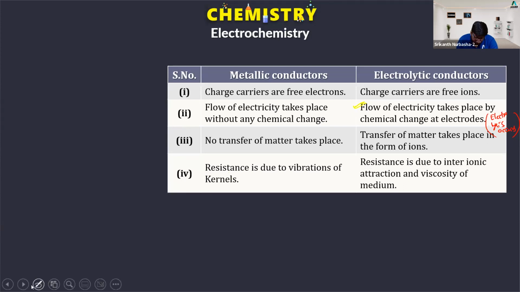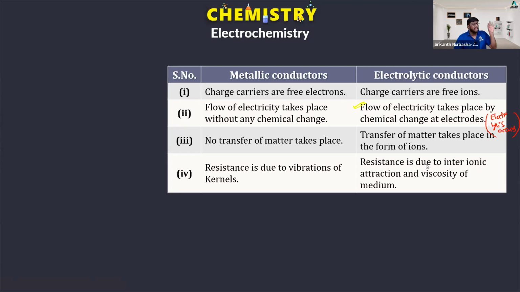Resistance is due to vibrations of kernels. In an iron rod, we have specific metal kernels at different lattice sites. They vibrate about their mean positions. Because of those vibrations, the flow of electrons is going to be disturbed. So resistance is due to vibrations of kernels in metallic conductors, and resistance is due to interionic attraction and viscosity of the medium in electrolytic conductors.